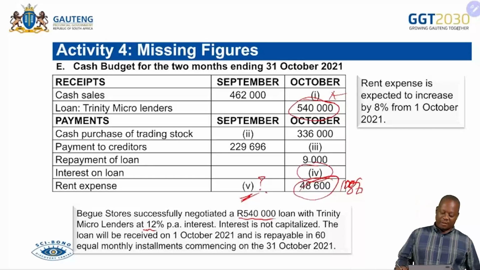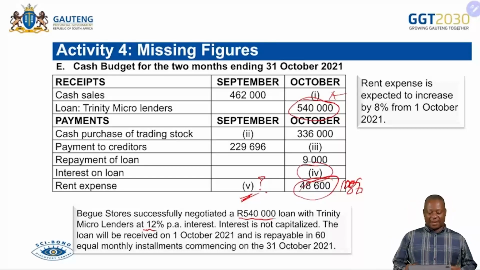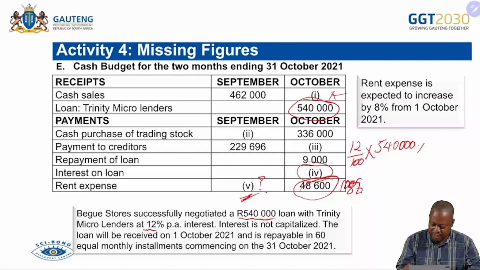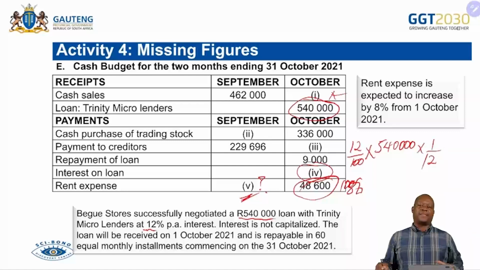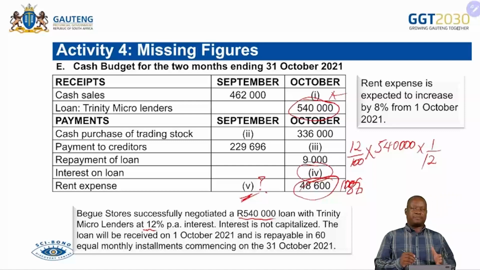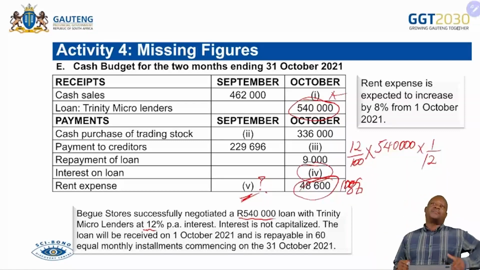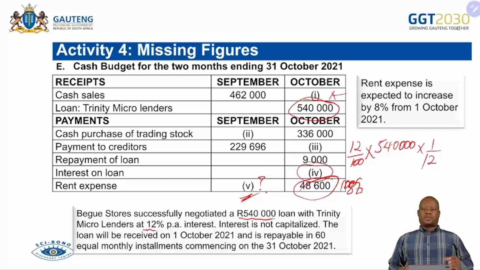Welcome back, boys and girls. I think you got that one right. It's simple, guys. 12% we multiply this by the amount of the loan, 540,000. Just remember it is for 1 month. Our budget is per month. So it is 12% per annum, which means we multiply by 1/12 for 1 month.